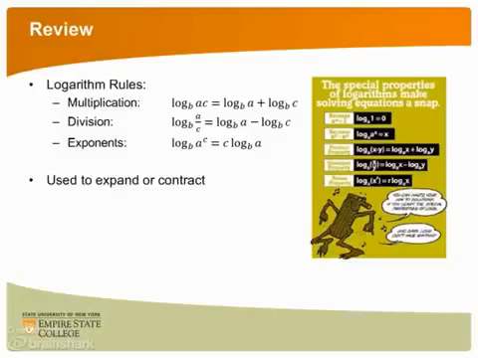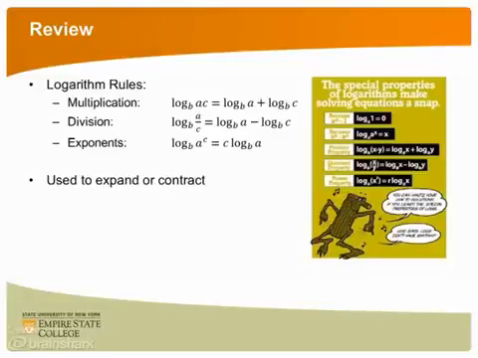Remember the three rules for logarithms. The log of a multiplication is the same as the sum of the logs of the factors. The log of a division equals the difference of the logs of the things being divided. The log of something raised to a power equals the power times the log of the base of the exponent. We can use these rules to either expand logarithms or to contract them, depending on the situation.